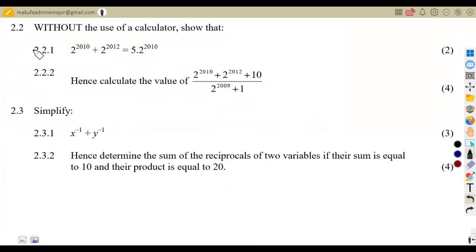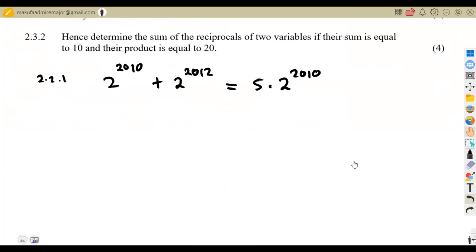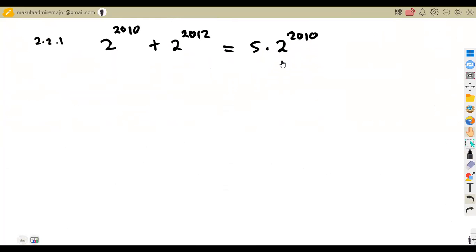All right, 2.2, we are now given, without the use of a calculator again, show that this here is equivalent to this. It is equal to this. All right, let's see, 2.2.1. They are saying 2 to the exponent of 2010 plus 2 to the exponent of 2012 is equal to 5 times 2 to the exponent of 2010. We are asked to show, meaning to say we have the answer already.